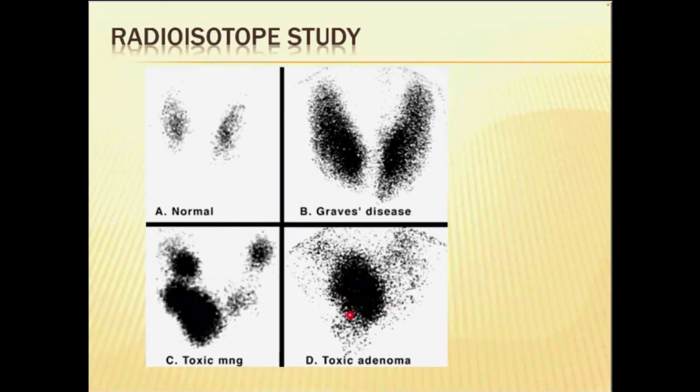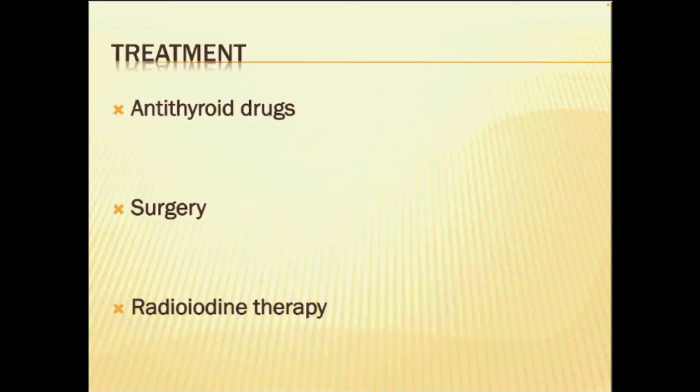So in toxic adenoma, there is nodular uptake with normal space. Here there will be normal space. Here is also normal space. Here is also normal space. In toxic adenoma, there will be a single uptake. Okay. So coming to the treatment of hyperthyroidism, you can go for anti-thyroid drugs, as we know, carbimazole, methimazole, etc. And surgery like total thyroidectomy or subtotal thyroidectomy, depending upon the etiology, followed by radioiodine therapy.